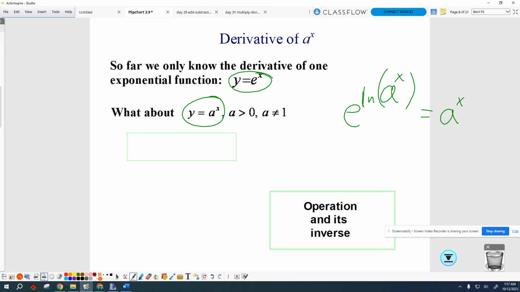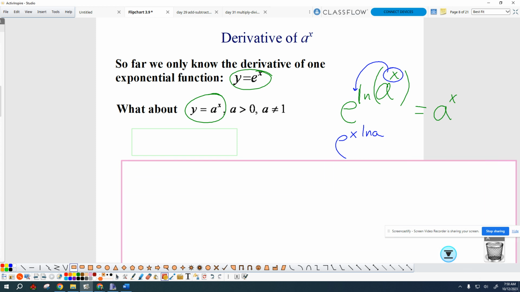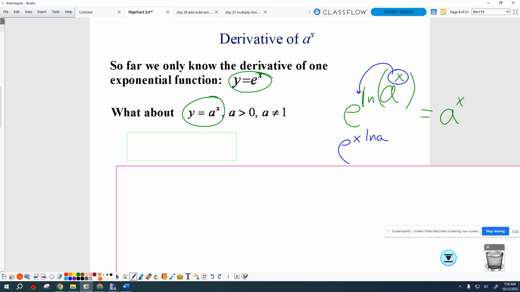And Preston, was it you that told us what to do with that little exponent? Same rule, just looking at properties of logs that we did in the beginning. Put it in front of the natural log. So this is e to the x times natural log of a. And this is still all of that.